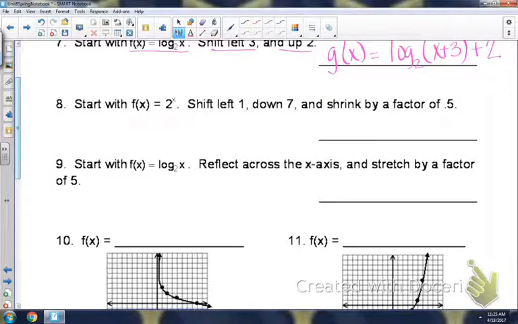On 8, we have exponential, because we have x as part of the exponent. The base is 2. We're going to shift left 1, down 7, and shrink by a factor of 0.5. That means my coefficient in front is going to be either 0.5 or a half, same thing. My base of my exponential is 2, and then my exponent is x. But I'm having to go to the left 1. So in the exponent position with your x, you need to be adding 1. Make sure that plus 1 is in the exponent. Down 7 means after your exponent, you should be subtracting 7.